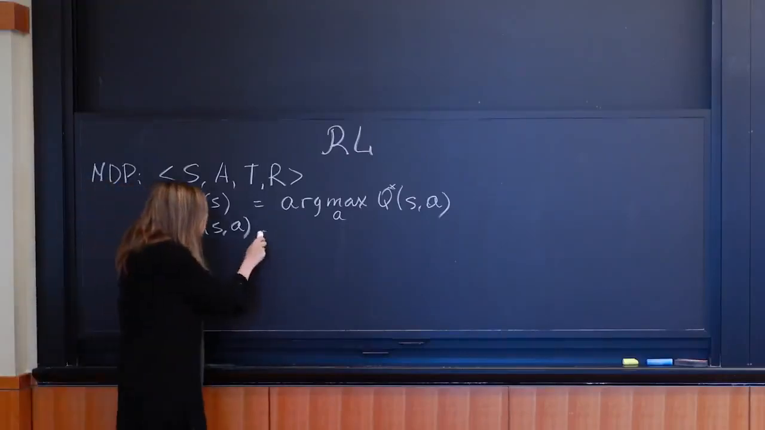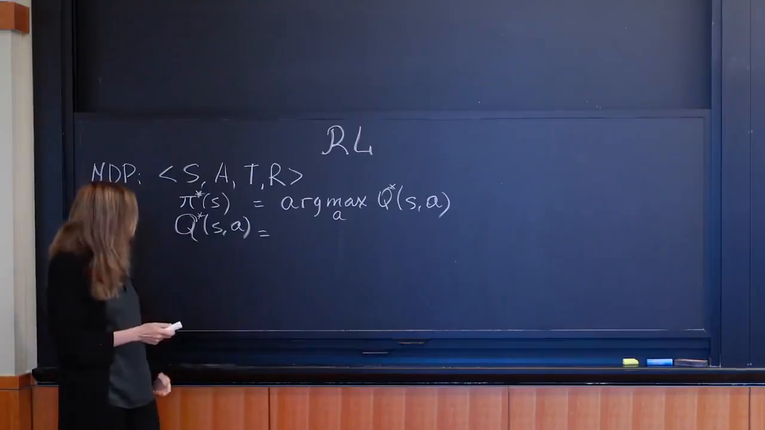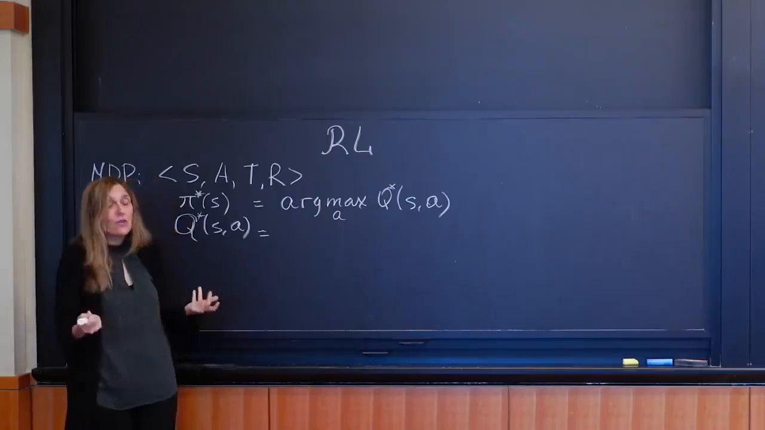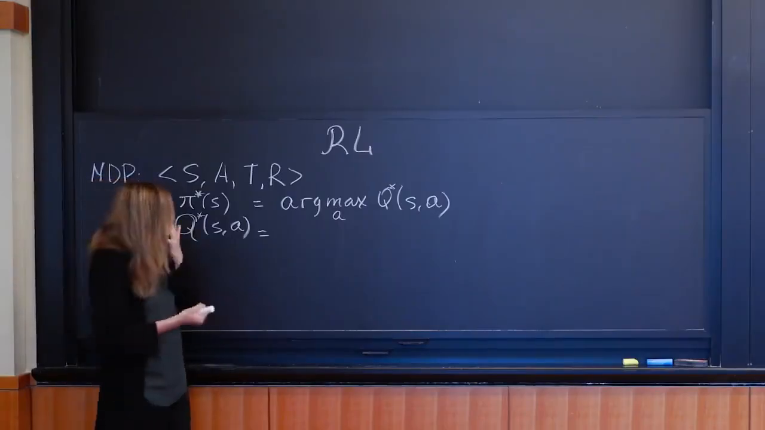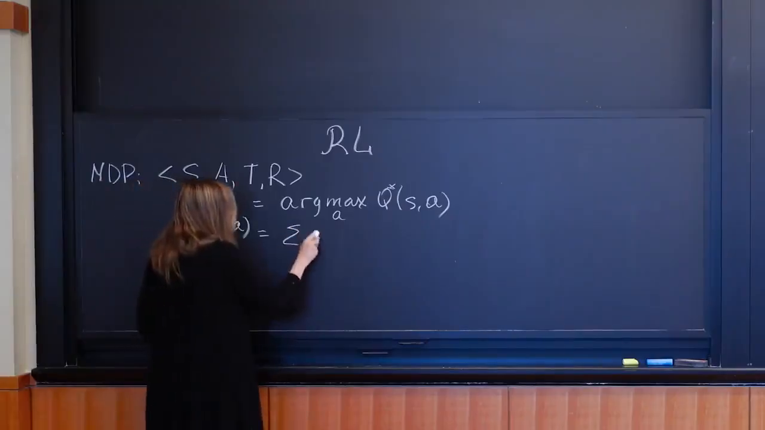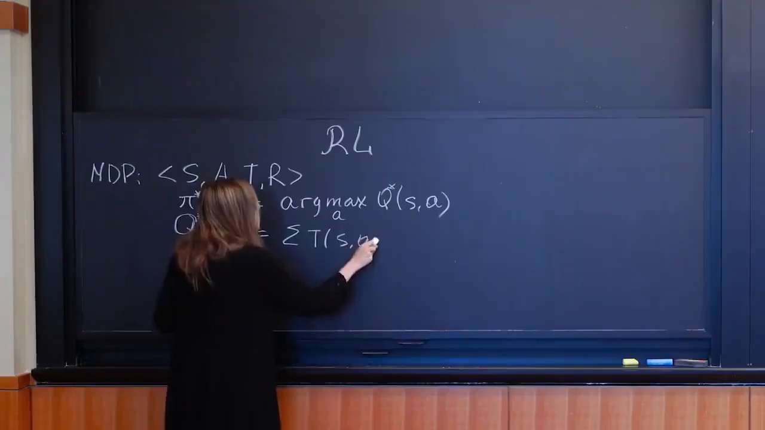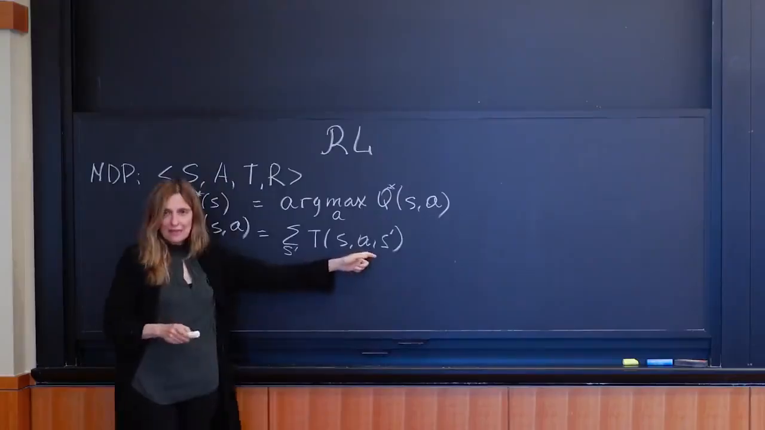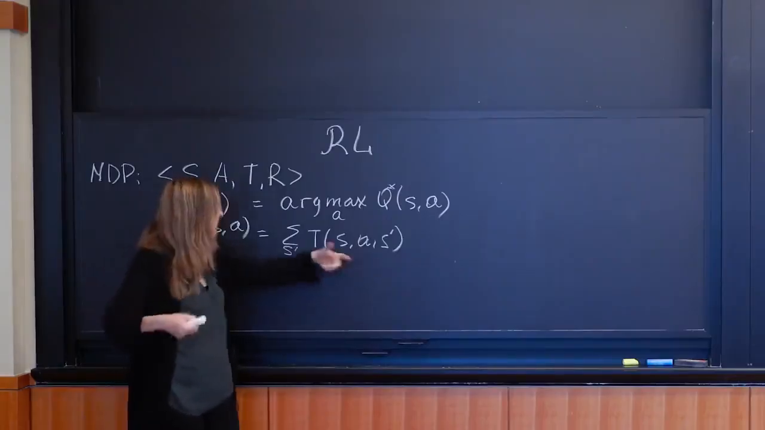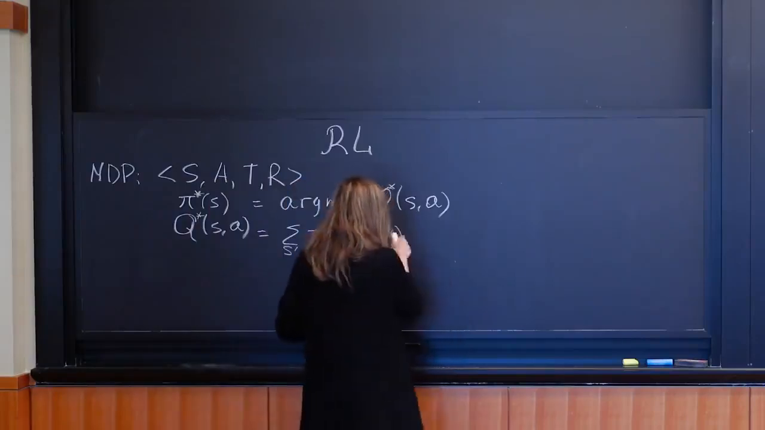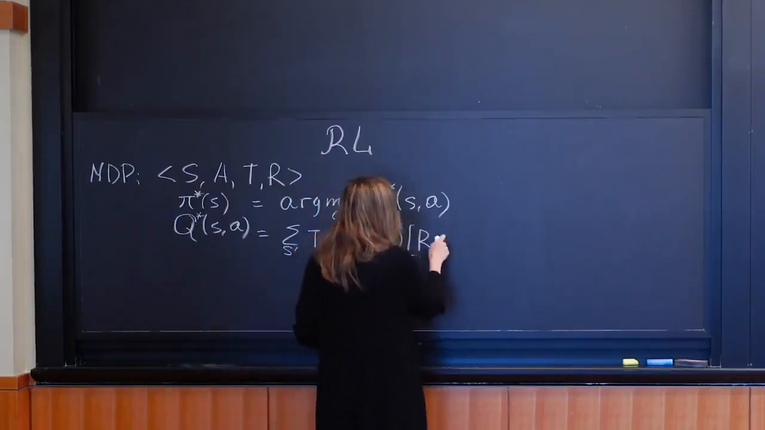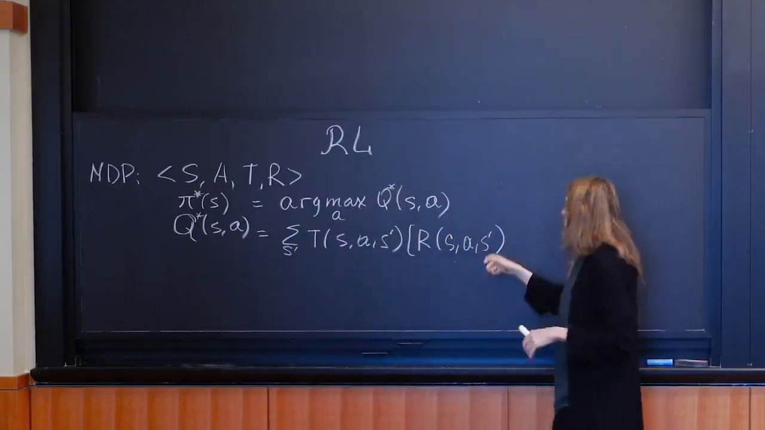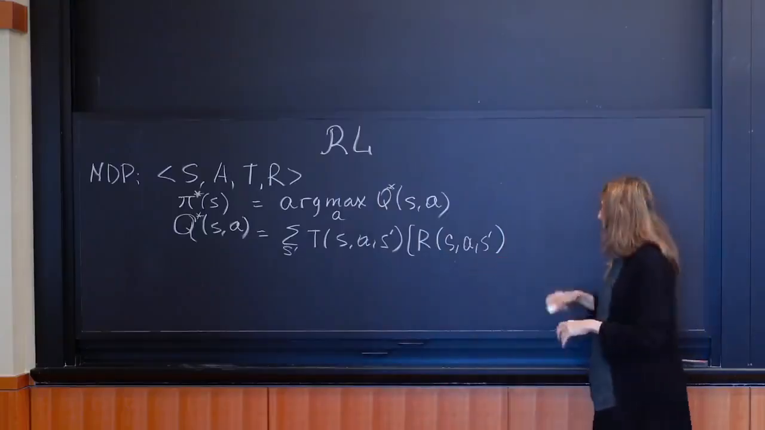Now I would like to introduce another equation which recursively defines the Qs. The way we defined Qs, we said we took our action, but we don't know in which state we are going to end up. So that's why we have to consider all possible consequent states. We say, what is my likelihood to end up in a certain state? And if I end up at a certain state S prime, I will collect some reward on that way.